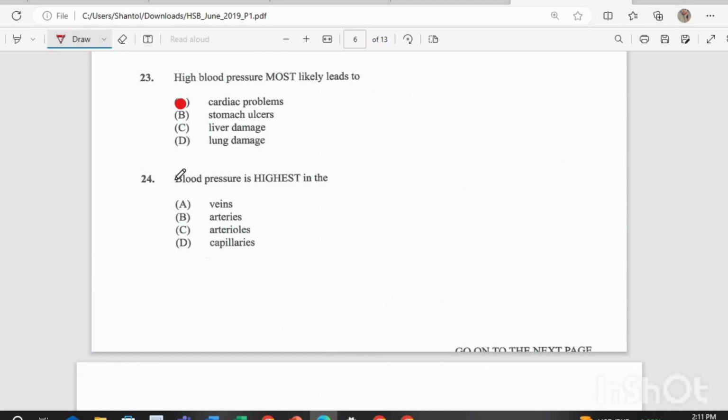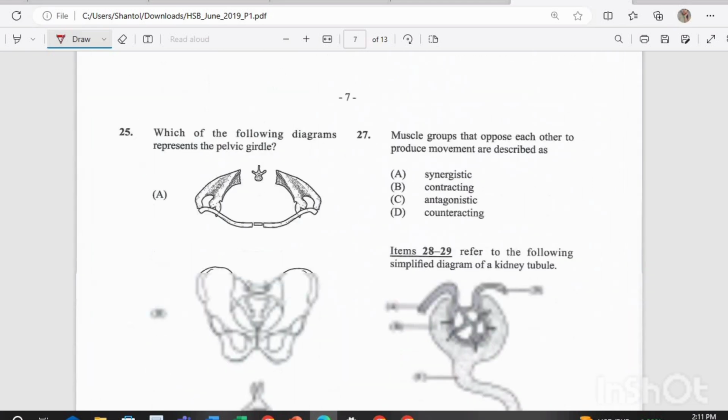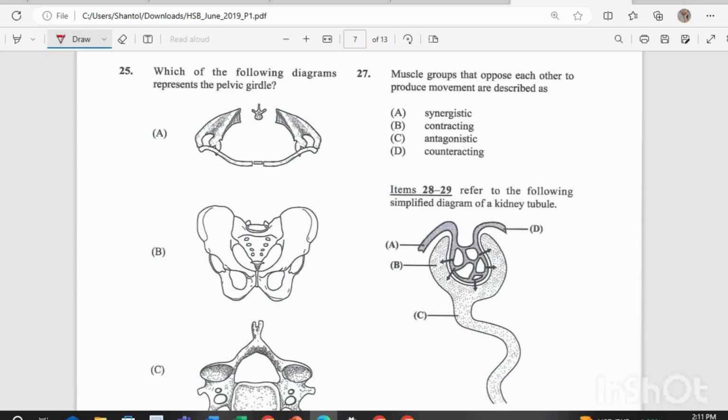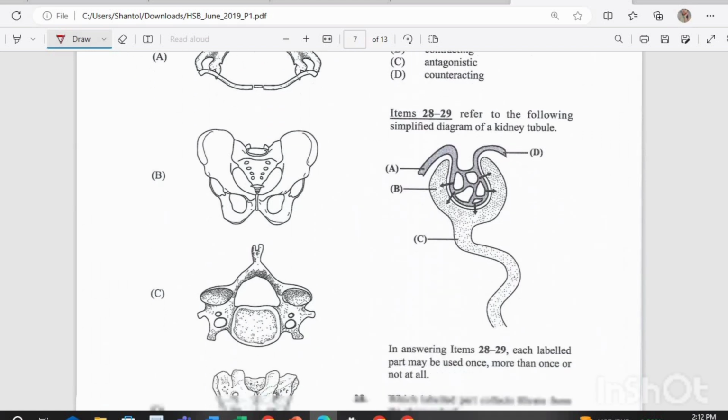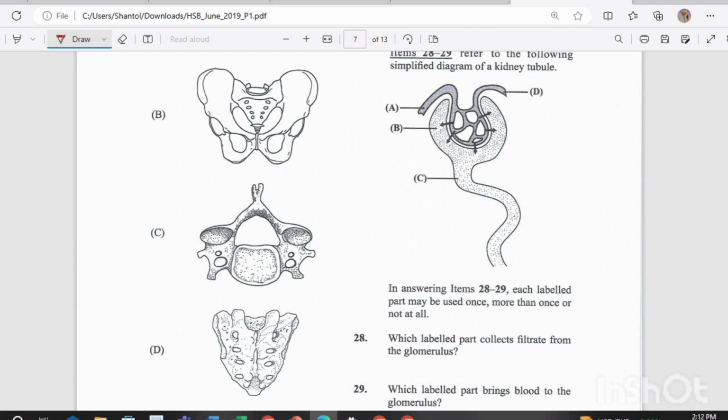Question 24. Blood pressure is highest in the A. veins, B. arteries, C. arterioles, or D. capillaries. The answer is B, your arteries. 25. Which of the following diagrams represents the pelvic girdle? Is it A, B, C, or D?